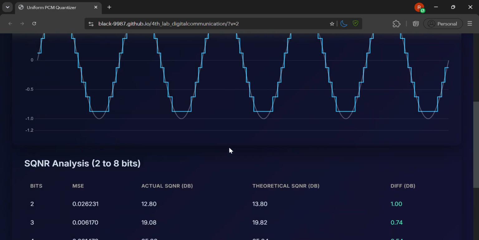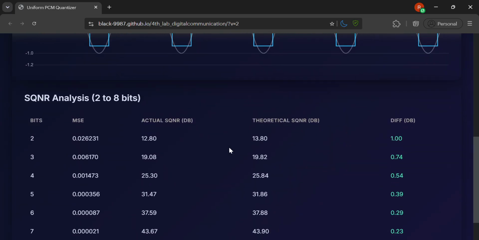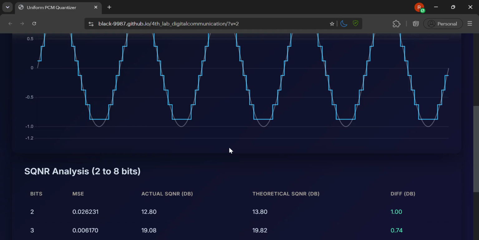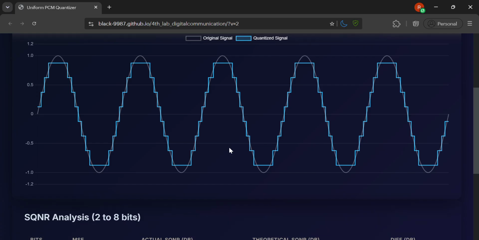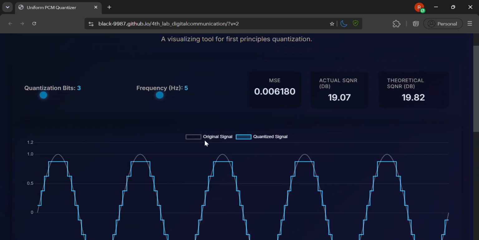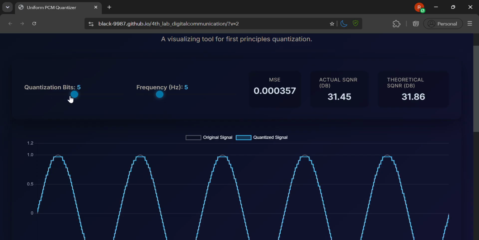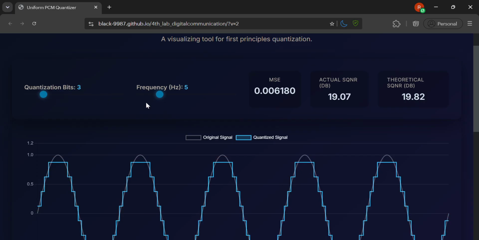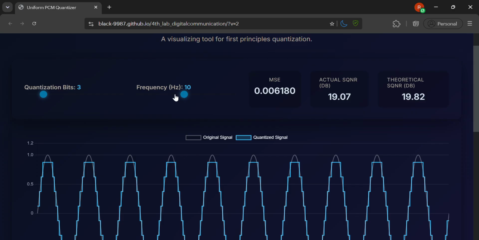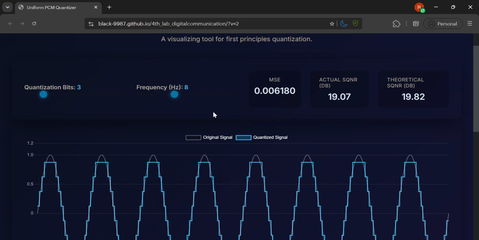The website is interactive, so whenever I change the bit depth or the signal frequency, all the graphs and performance values update automatically. Like this, if I change these parameters, then the graphs will also change accordingly.